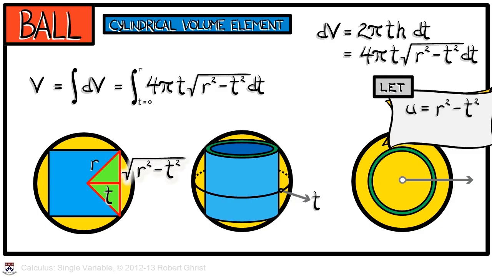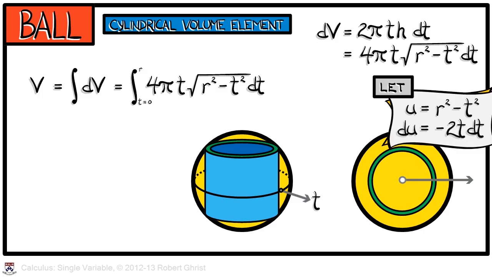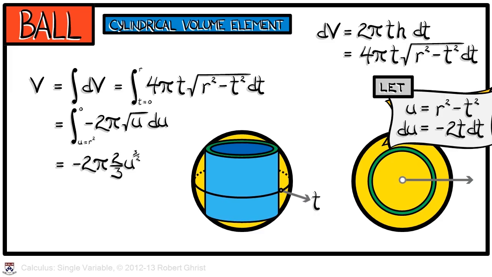It's not quite as easy as the last one, but a simple substitution, letting u be r squared minus t squared. We see that du is negative 2t dt, and that we can rewrite this as the integral of negative 2 pi square root of u du, as u goes from r squared to 0. That integrates simply to negative 2 pi times u to the 3/2 over 3/2.